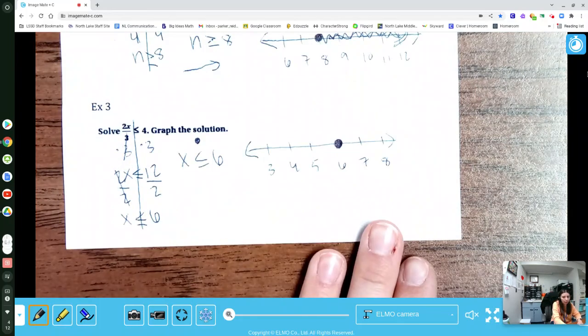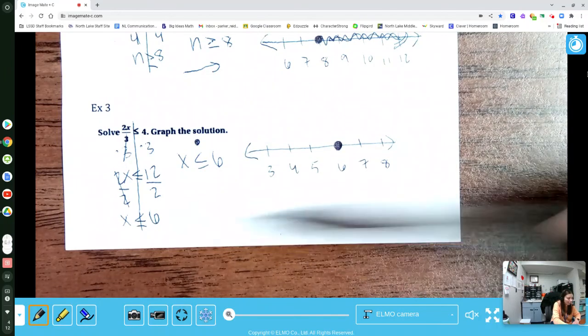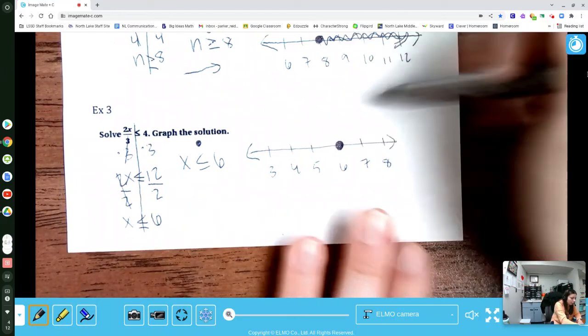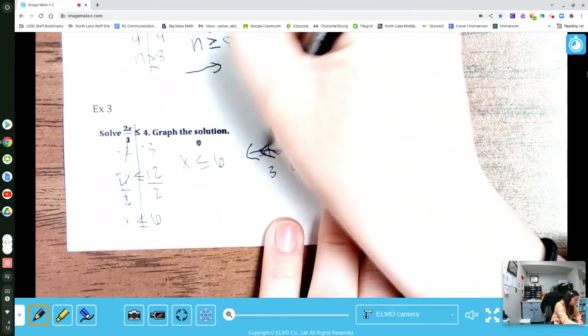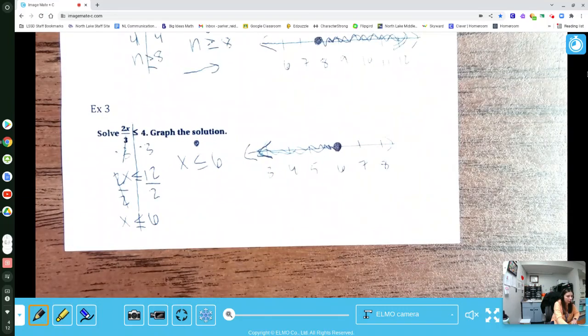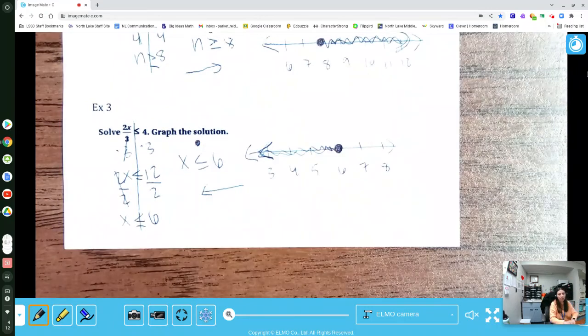Next, I need to shade and draw my arrow in the direction of all the other solutions. So anything that is less than 6, that's going to be to the left. So I'm going to shade and draw my arrow to the left. And because our variable was written first, we also could have turned our symbol into an arrow and seen the same thing, that our arrow would point to the left.